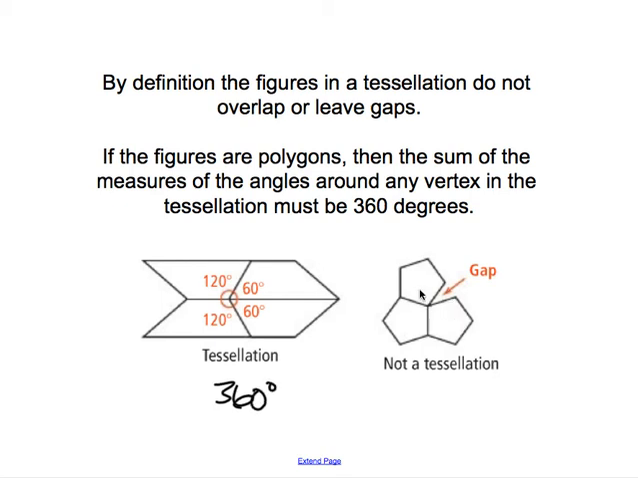Then you can see in this second example, we have this gap over here, and there's no way that we can get another shape in here that's of the same size. So this is not going to be a tessellation.